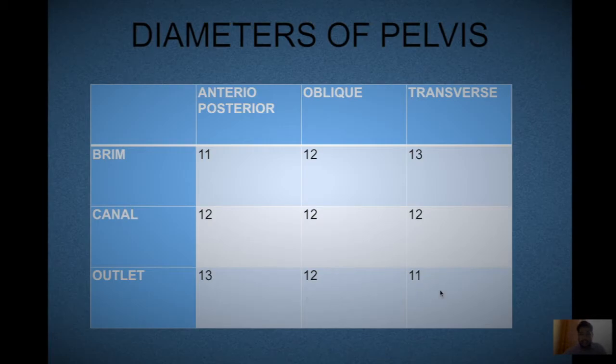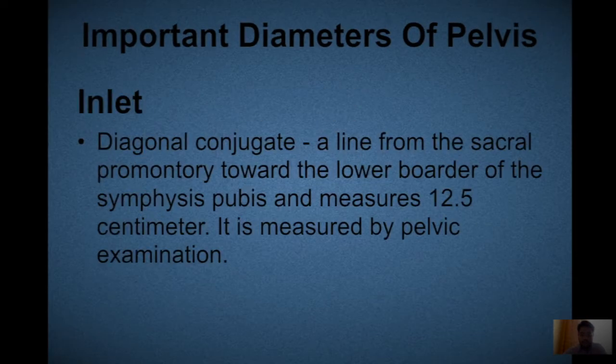There are a few more diameters that we should understand. Diagonal conjugate. Diagonal conjugate is the line from the sacral promontory to the lower border of the symphysis pubis. So if this is the sacral promontory and this is the pubic symphysis, this is a lateral view, and this is the inlet.